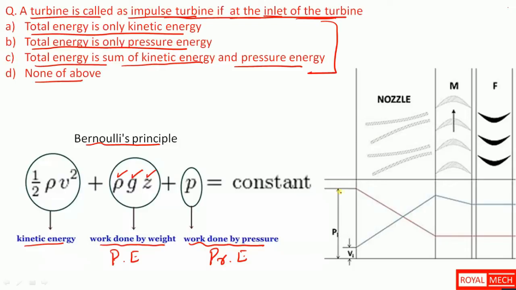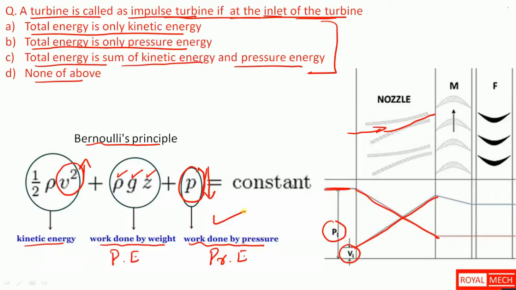So when we see the pressure and velocity diagram of an impulse turbine, at the nozzle the steam enters with high pressure and low velocity. This high pressure is decreasing at the entry of the nozzle and velocity is increasing. So here pressure got decreased and the velocity got increased. That means we are converting pressure energy into kinetic energy at the nozzle.